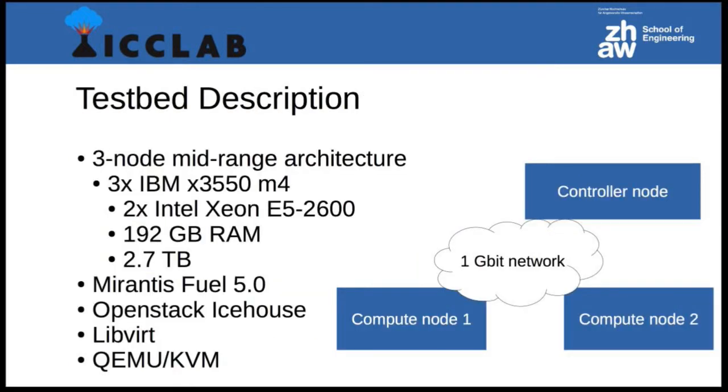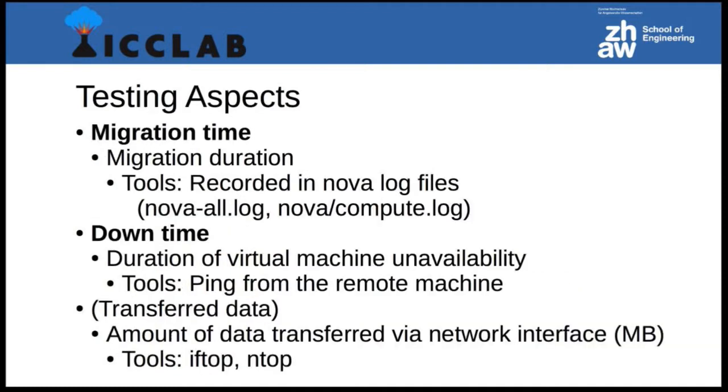Here is some basic information about our testbed. We are using a mid-range 3-node architecture with one controller node and 2 compute nodes, all connected with a 1 gigabit network. The servers are IBM x3550 M4, each with 2 Intel Xeon E5, 192 gigs of RAM, 2.7 terabytes. We deployed Mirantis Fuel with OpenStack Icehouse. As a hypervisor, we are using libvirt and QEMU with KVM support.